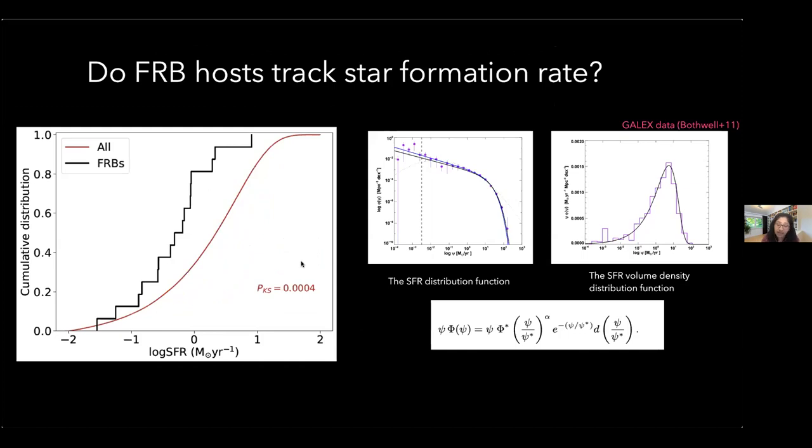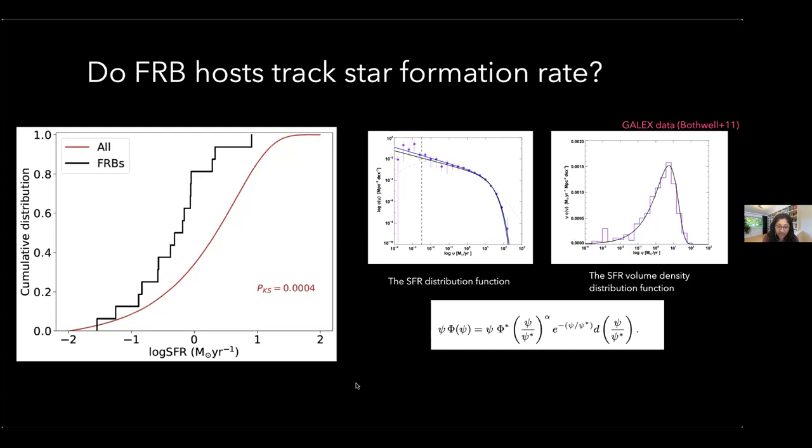Next, we tested the null hypothesis that FRB hosts track star formation rates in the local universe. For this, we used the star formation rate distribution function, which is derived from the UV and the IR luminosity Schechter functions for the local universe using this galaxy data. And we then computed the star formation rate density distribution, the volume density distribution function here. And again, if you take a cumulative sum of this distribution function and compare that with that of FRBs here, our KS test again shows that FRB hosts do not track star formation rate.